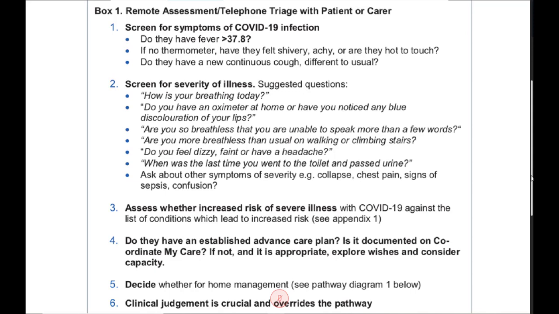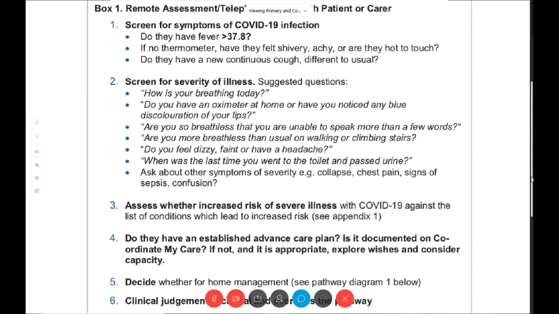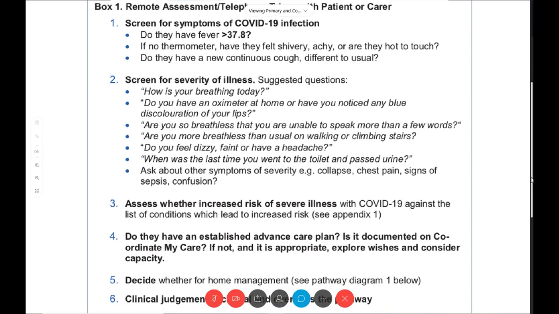Oximetry is one of the most important ways of actually detecting hypoxia. Now, obviously, if you're doing a video consultation or you're seeing them face-to-face, you may be able to observe cyanosis, but that's a sign that probably we've all forgotten how to do or what to look for. But cyanosis may be a very important sign if you haven't got oximetry in the patient's house.